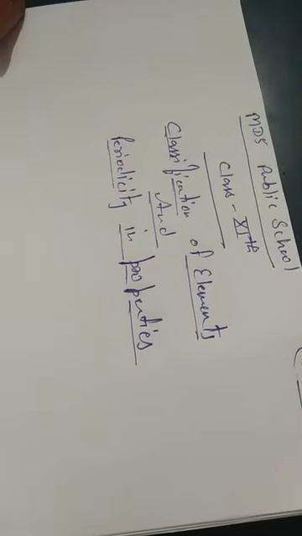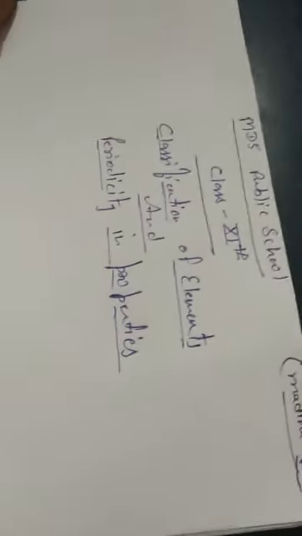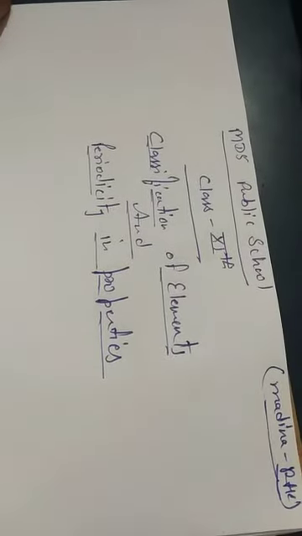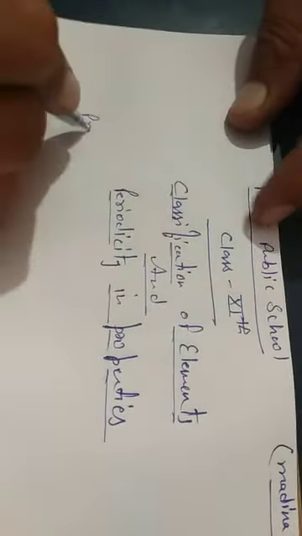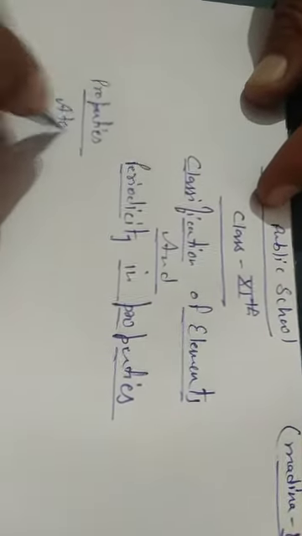Hello, dear students. In the previous lecture of our chapter 3, that is classification of elements and periodicity in properties, we are discussing the properties, and we have started the first property, that is atomic radius.